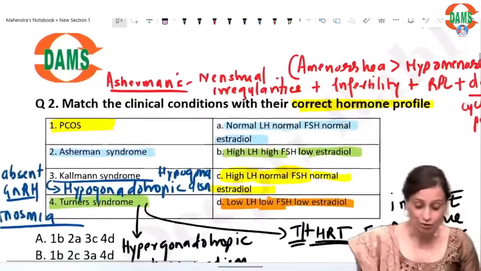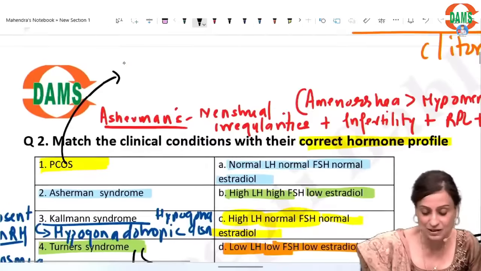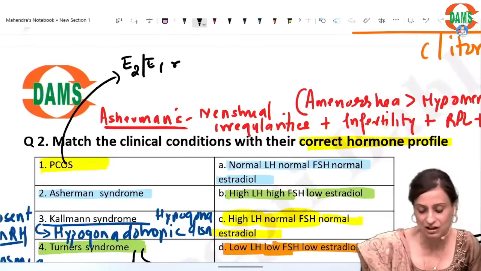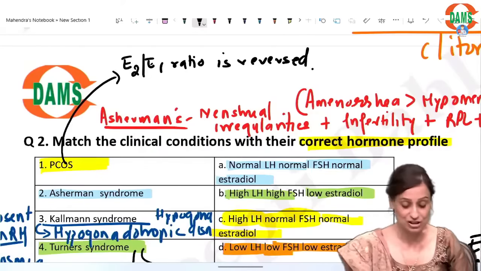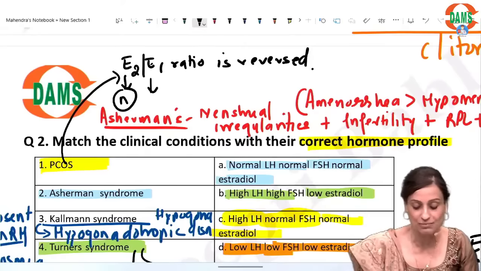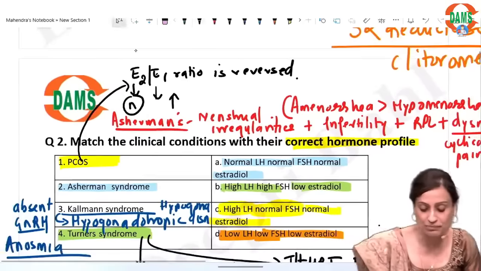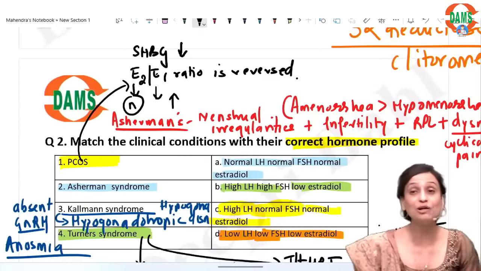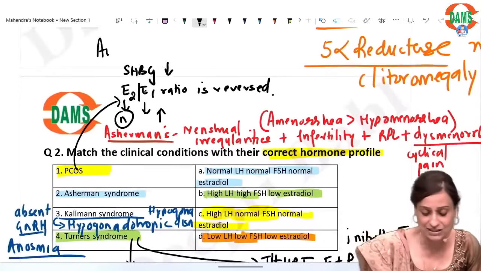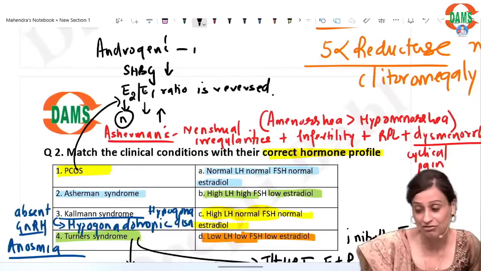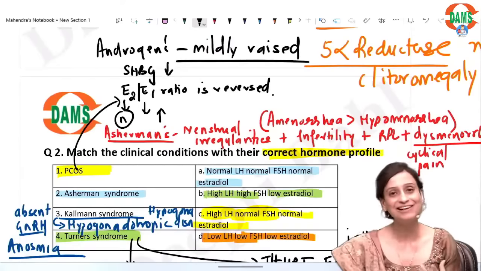PCOS, hormonal profile for PCOS is important. So apart from the things that we have written, please remember that E2 to E1 ratio is reversed. So in the previous question or in this question, we've told you E2 is usually normal, but what happens to E1? The E1 is going to increase, right? Also remember, sex hormone binding globulin levels are low in PCOS, okay? And as far as androgens are concerned, you have to know that they are mildly raised, okay? So androgens are only mildly raised.